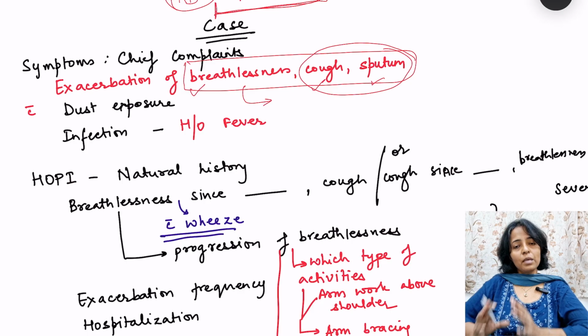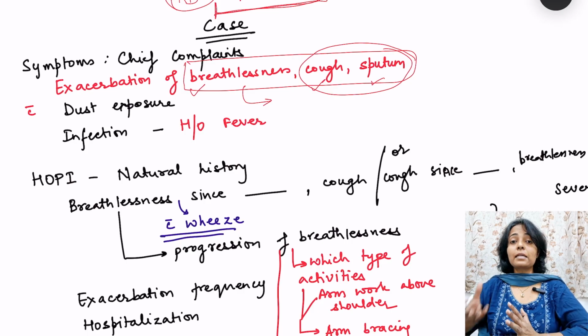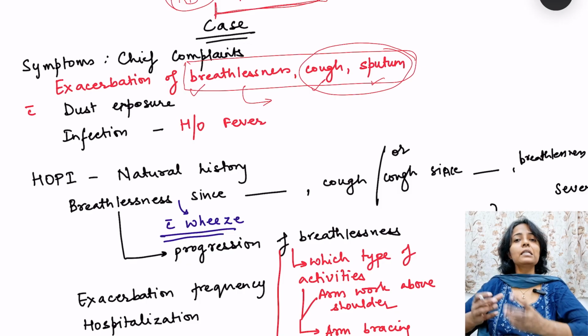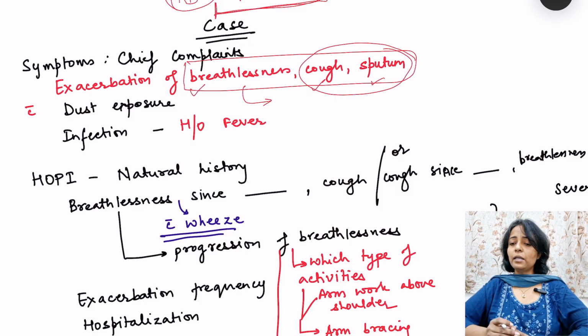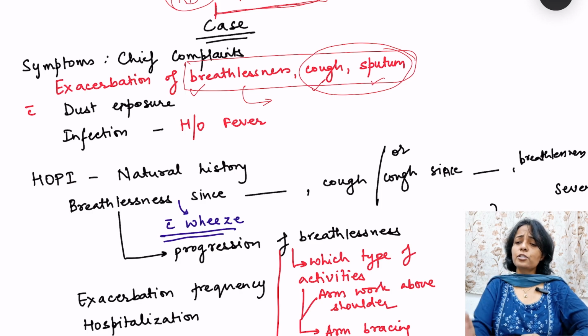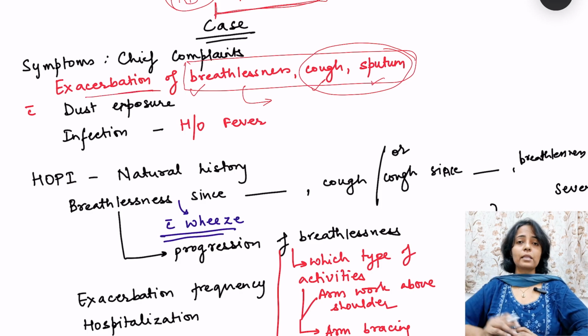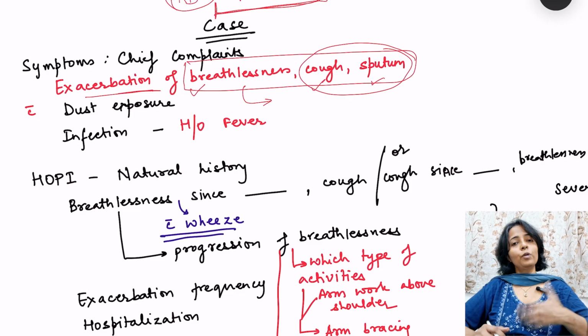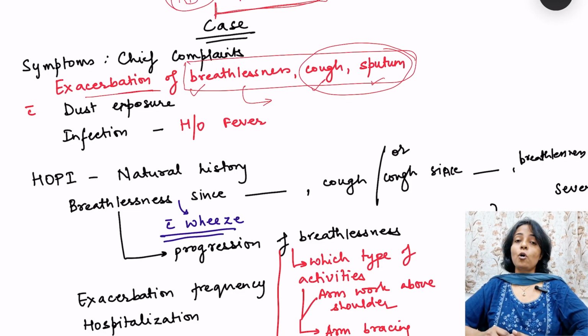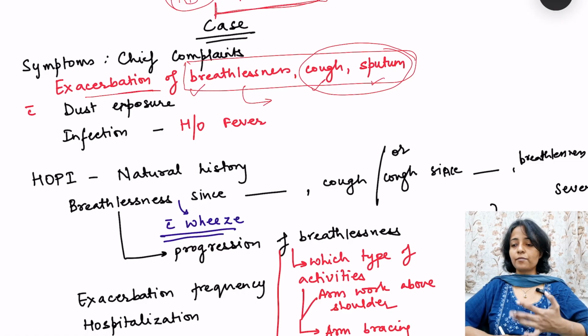Chief complaints may be mostly due to the exacerbations which have occurred. Exacerbation is basically an increase in the intensity of the symptoms which were already present, right? So that is the chief complaint: exacerbations of breathlessness, cough and sputum, maybe with dust exposure. Or there may be infection also. There can be bacterial infection, viral infection. So there might be presence of fever as well.